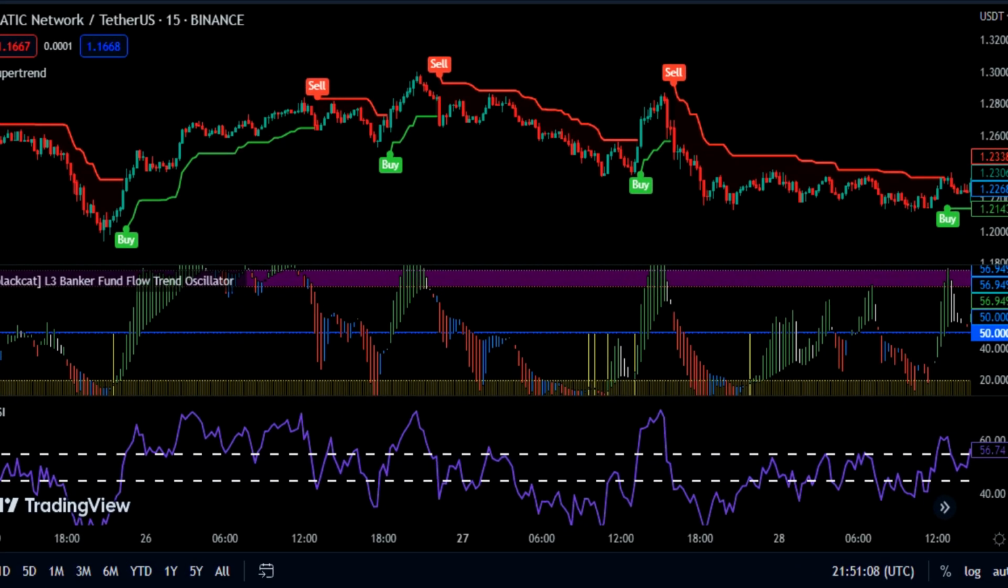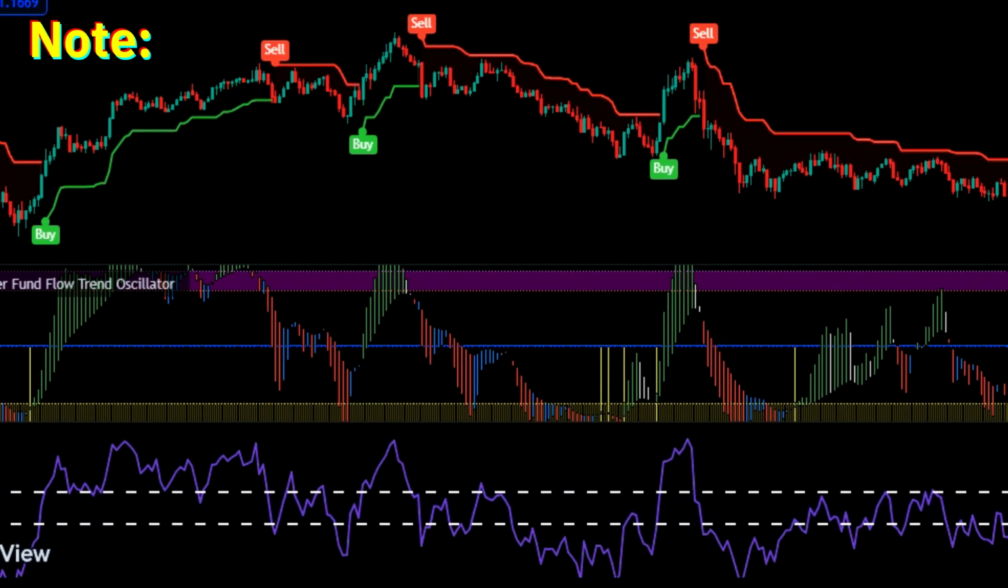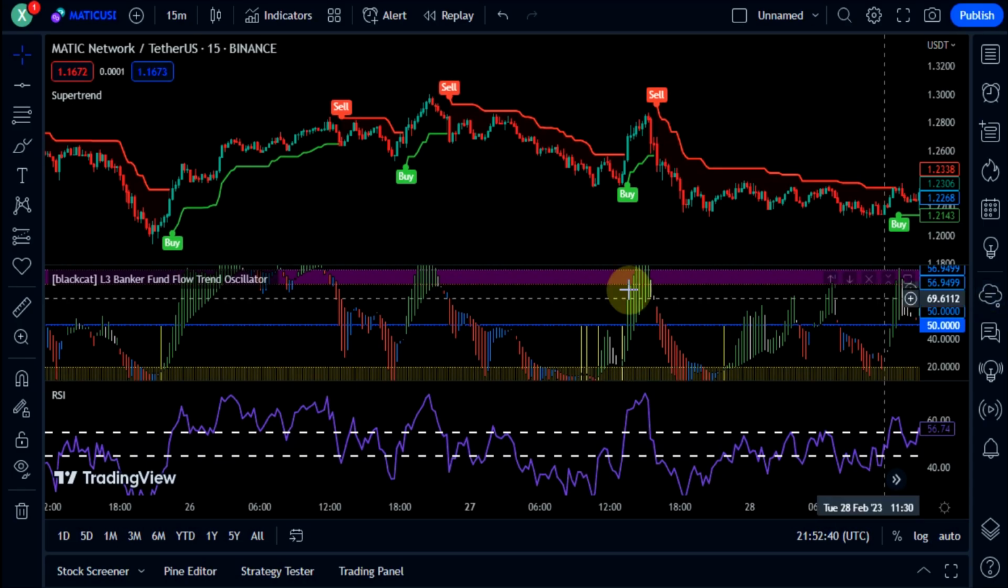The first condition for taking a sell position is that the supertrend is red. The second condition is that at least one red candle in L3 indicator enters from the top of the middle line to its bottom. Note that if 50% of the candle is below the middle line, the condition is confirmed. The third condition is that the RSI has entered the overbought zone and crossed this zone from the top to the bottom. Then we can enter the sell position.